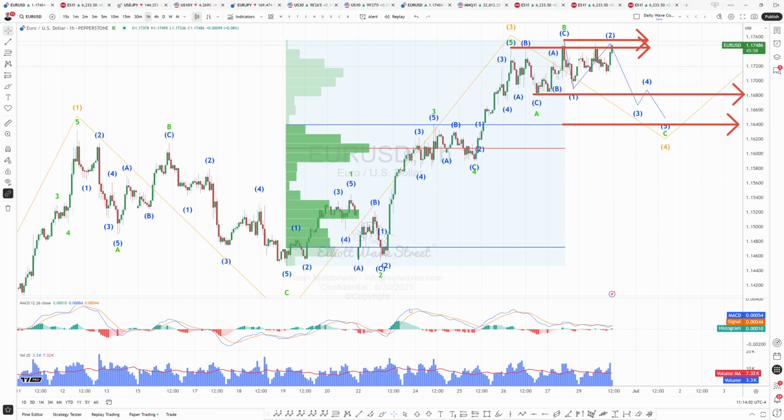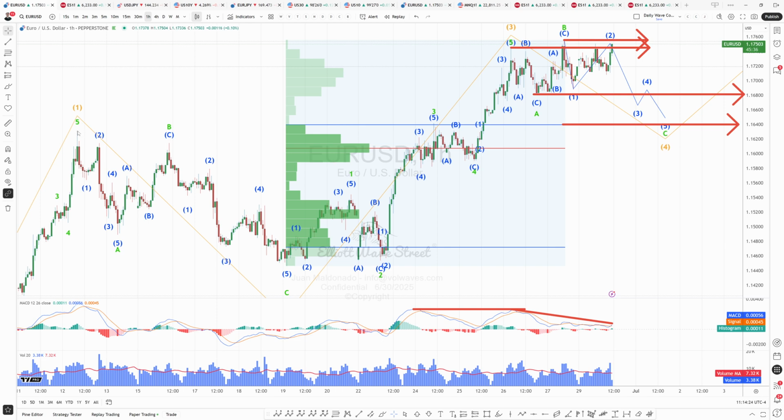From the momentum point of view, we have the MACD divergence here and here, which tells that the market needs a pause in order to refresh the liquidity. And also we have the volume profile that is extremely useful. I prefer volume profile over Fibonacci levels, for example.